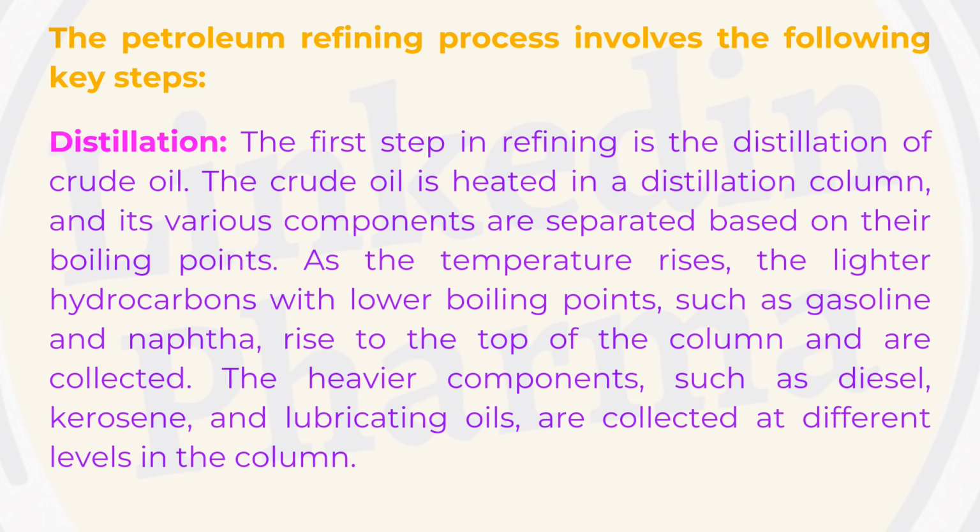The petroleum refining process involves the following key steps. Distillation. The first step in refining is the distillation of crude oil. The crude oil is heated in a distillation column, and its various components are separated based on their boiling points. As the temperature rises, the lighter hydrocarbons with lower boiling points, such as gasoline and naphtha, rise to the top of the column and are collected. The heavier components, such as diesel, kerosene, and lubricating oils, are collected at different levels in the column.